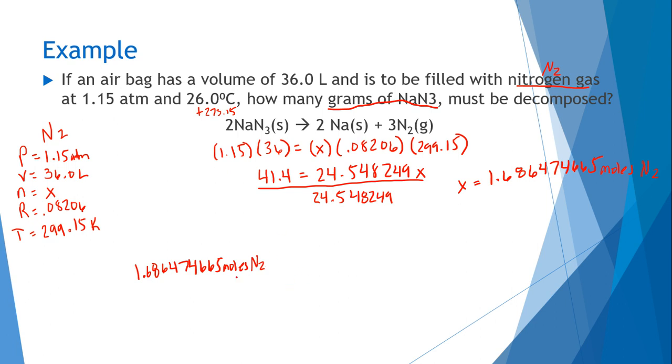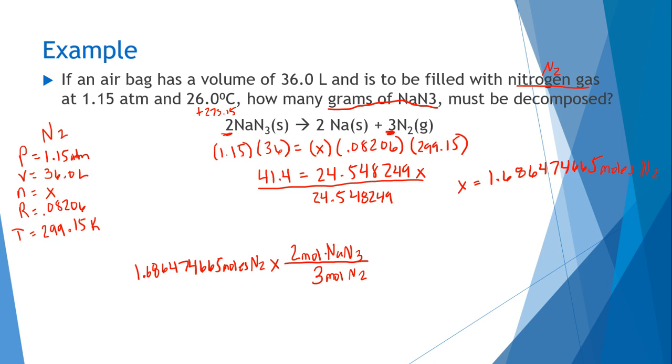Then since we're already in moles, we can go straight into our mole ratio from our balanced chemical equation. If we want to cancel out moles of N2, we're going to put 3 moles of N2 on the bottom. Again, remember, I get the 3 up here from the balanced chemical equation. And then on top, I'm trying to get to NaN3. So here, in my balanced chemical equation, I see that's 2 moles of NaN3.